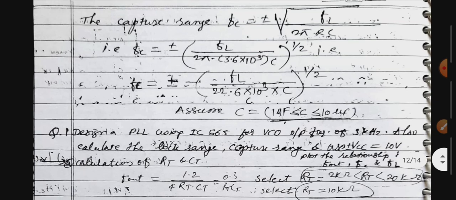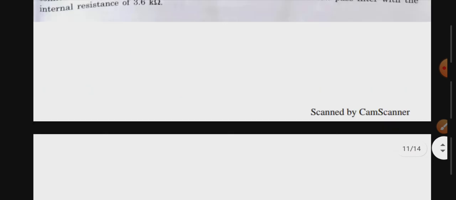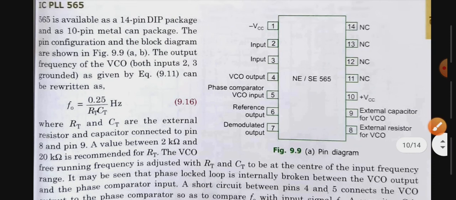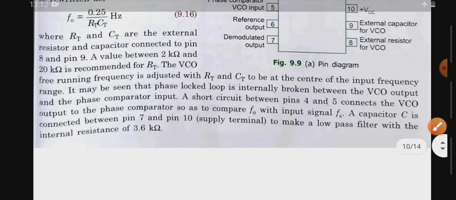You have to keep in mind the formulas. The output frequency is equal to 0.25 / (RT × CT) hertz, or you can approximate 0.25 to 0.3, so it is 0.3 divided by RT into CT hertz. You can round off this to 0.3 also.